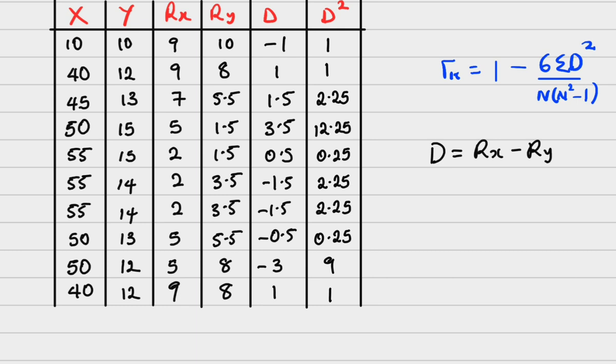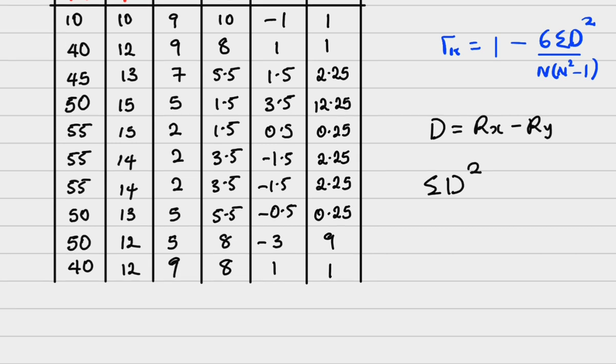Now, since I've gotten this, I need to get summation d squared. Summation d squared is the addition of everything that is on that column of d squared. Therefore, adding everything here to get summation d squared, you are going to get 31.5. So I now have summation d squared.